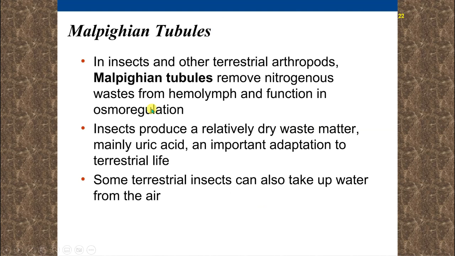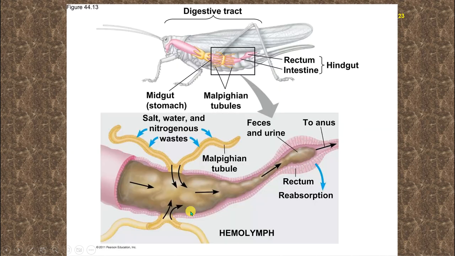There are what are called the Malpighian tubules in insects and other terrestrial arthropods. Malpighian tubules remove nitrogenous waste from the hemolymph and function in osmoregulation. So these insects produce a relatively dry waste matter, mainly uric acid, an important adaptation to the terrestrial life. And some terrestrial insects can also take up water from the air.